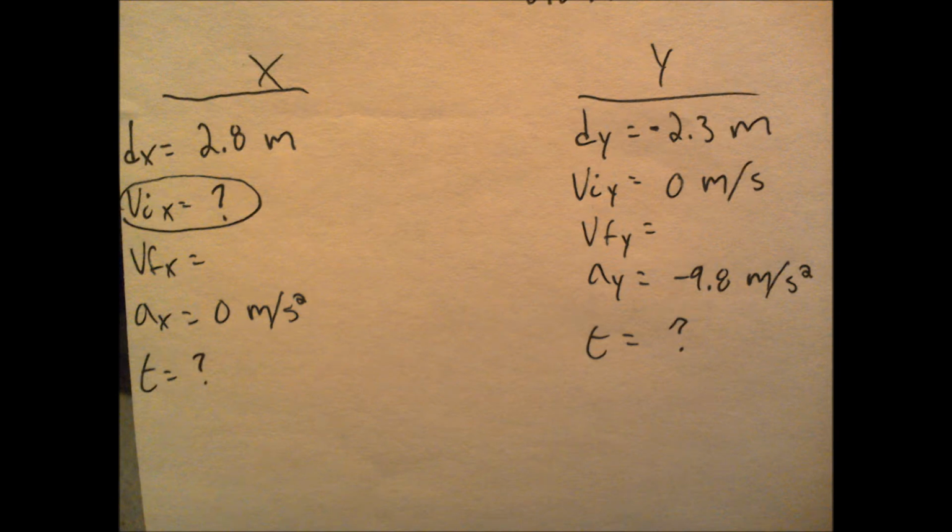Now that we have these set up, we can list what we already know, breaking it up into x and y components, following uniform acceleration rules. And time is going to be equal because they share the same time, and we know that the displacement for y is going to be negative.